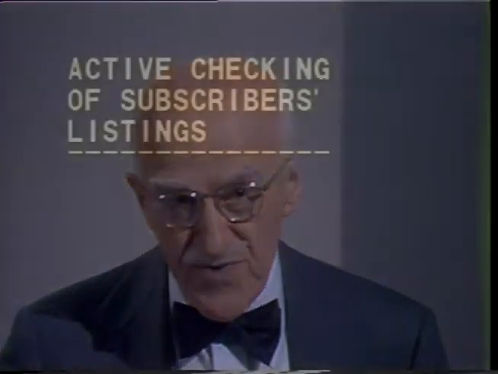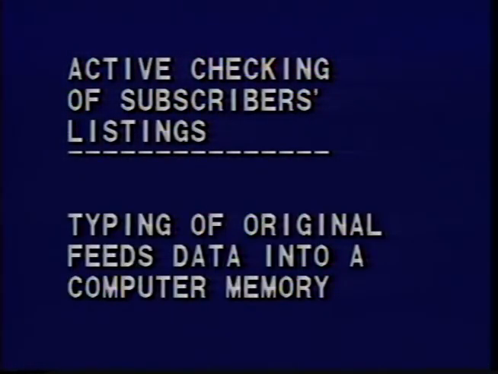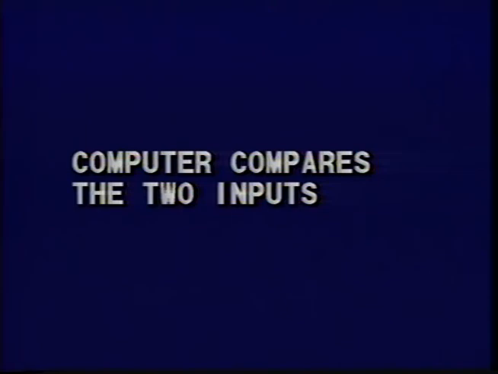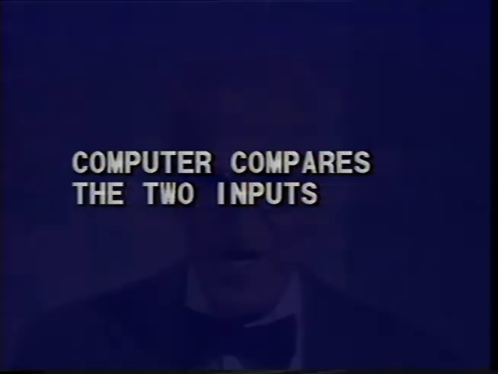Traditionally, the checking was passive. In the modern approach, the keyboard used to type the original copy simultaneously feeds the same data into a computer memory. Later, the checker, using the printer's proof as copy, punches the listing into a computer keyboard. The computer then compares the two inputs. This is active checking, because the punching cannot be done correctly without maintaining attention.